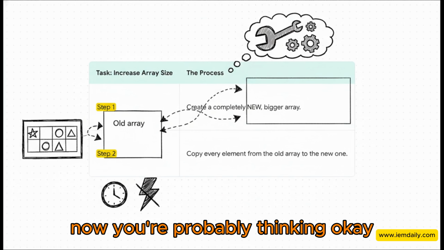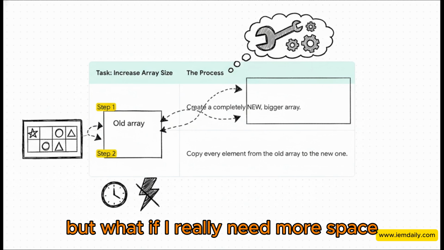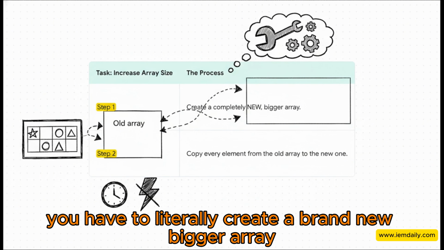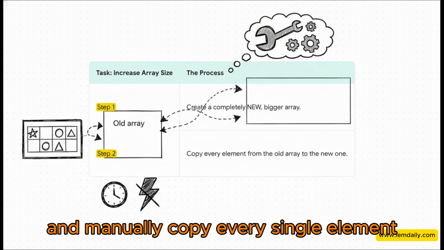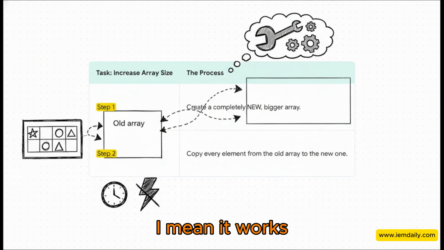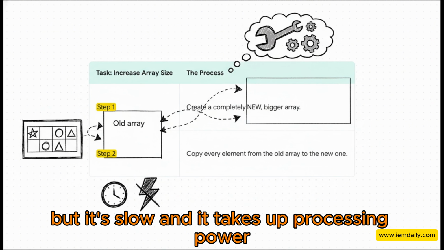Now, you're probably thinking, okay, but what if I really need more space? Well, the only solution is kind of clunky. You have to literally create a brand new, bigger array. Then you have to go back to the old array and manually copy every single element one by one over to the new one. I mean, it works, but it's slow and it takes up processing power.